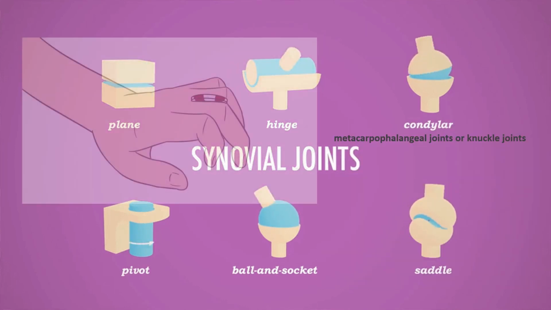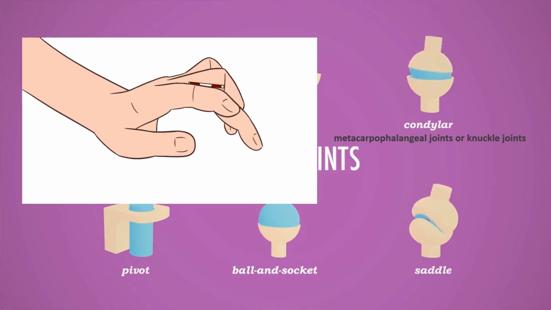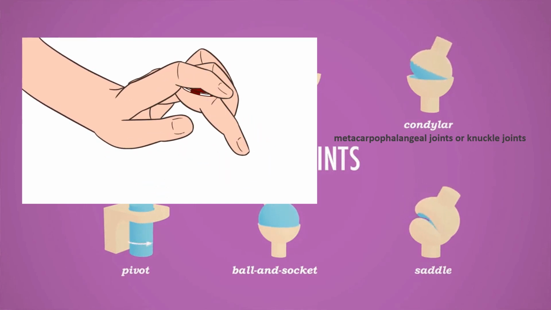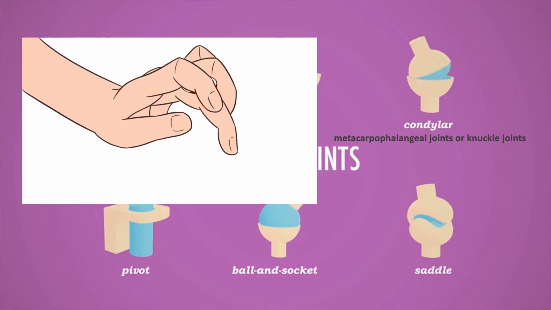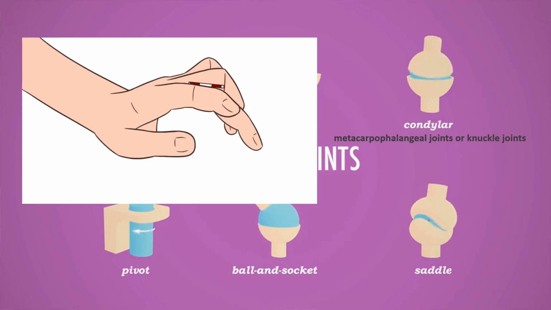Condyloid joints have 2 distinct convex surfaces that articulate with 2 concave surfaces. The movements of flexion, extension, abduction, and adduction are possible, together with a small amount of rotation. The metacarpophalangeal joints, or the knuckle joints, are good examples.